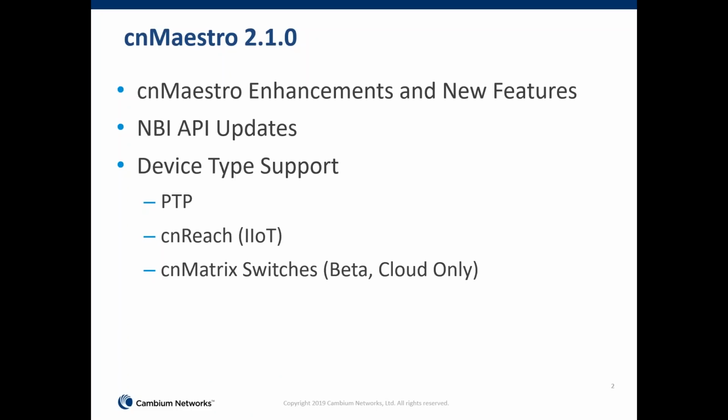So in this presentation, I'm going to talk about the enhancements and the new features we have added with 2.1.0. The other thing is the new updates with our NBI northbound APIs and the new devices which we have added with 2.1.0: point-to-point cnReach, which is an IIoT device, and the cnMatrix switches. cnMatrix switches are only available with the cloud, and it is currently in beta.